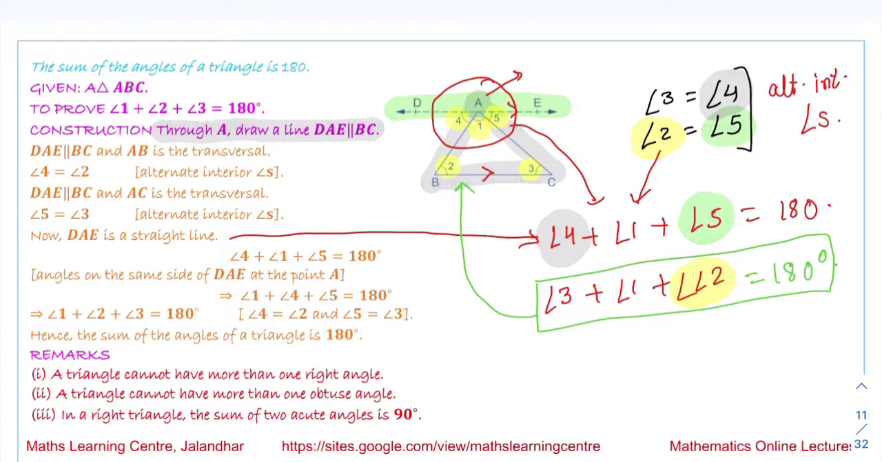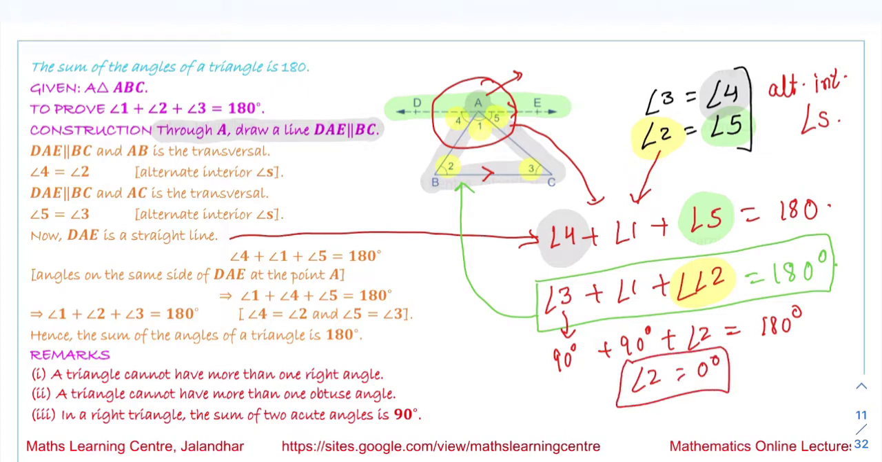Now the first thing we have to note from this is, suppose more than one angle of this triangle is 90 degrees, then what will happen? Suppose this angle is 90 degrees and this angle is 90 degrees, we are left with angle 2, so we have 180 degrees, so angle 2 is equal to 0 degrees. So it will not form a triangle. So a triangle cannot have more than one right angle.